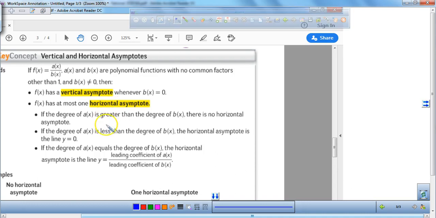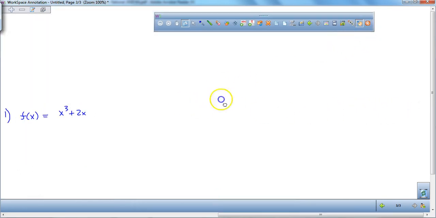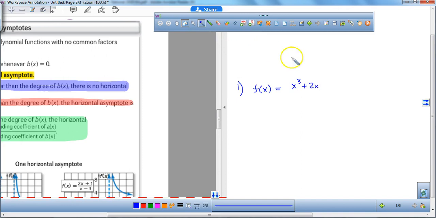So I'm going to write some stuff down real quick. I'm going to pause the video and then I'm going to type it in. So we're going to go over each of these principles. Okay, so in blue, here's rule number 1. It says, if the degree of a of x is greater than the degree of b of x, there is no horizontal asymptote. So here would be an example. I'm just going to do an example real quick. So if we had f of x equaled, let's say, x cubed plus 2x minus 1 all over x.